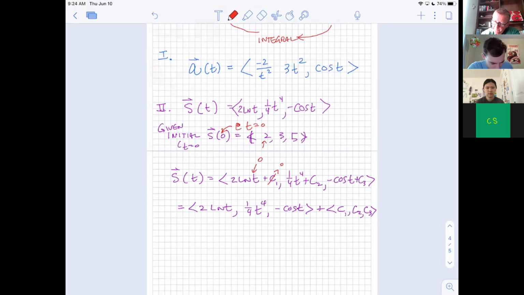What about this one? When I throw in 0 for t here, I need 3. Well, 0 to the 4th is 0, which means C2 actually better be 3, right? What about this last one? I throw 0 in for t, cosine of 0 is actually 1, but that's -1. And so the only way I'm gonna get 5 then, since it's supposed to be 5, is -1 plus, well, 6.